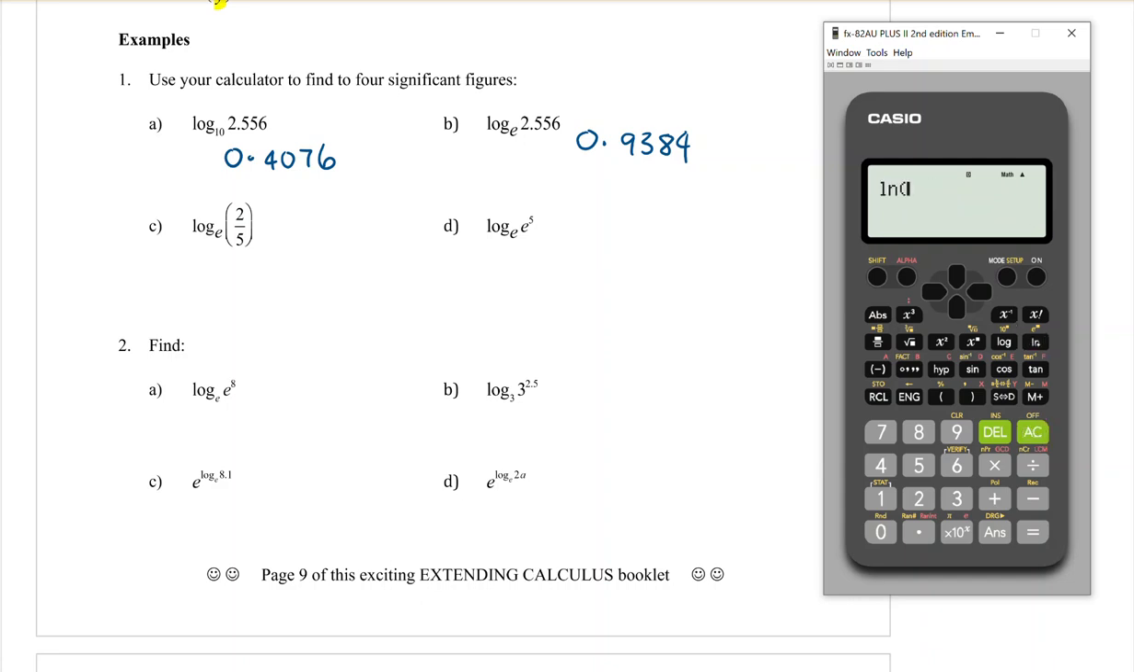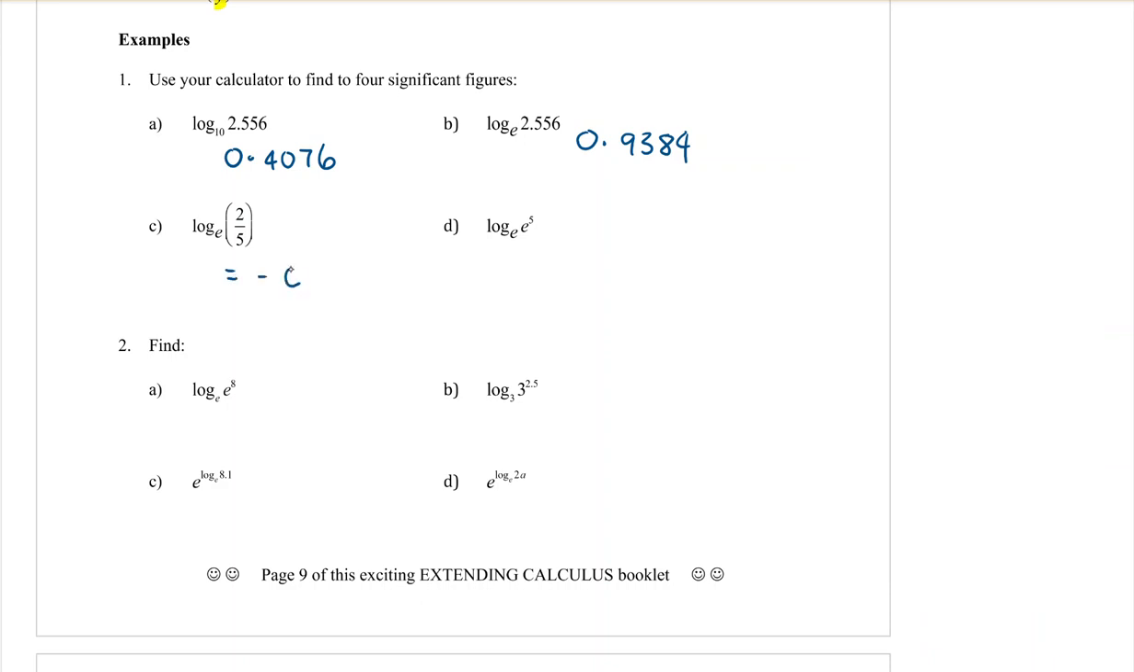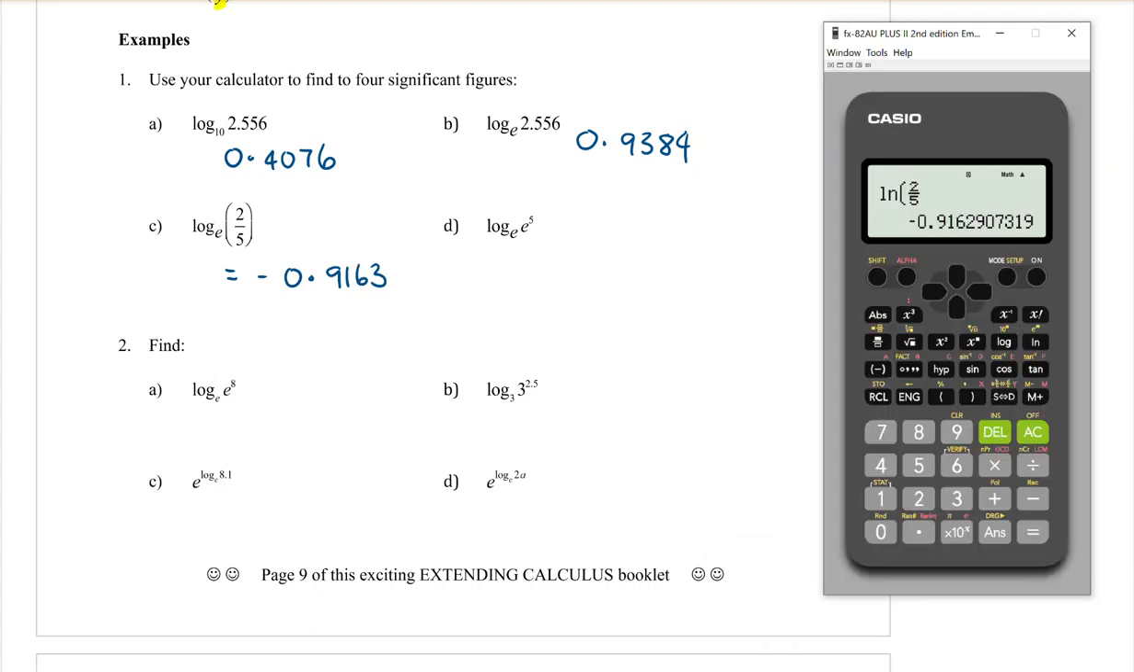All right, C, still just calculator stuff. It's a log base e, so ln, the bracket is already there for you. You just have to press your fraction button. 2/5, press equals. Okay, it is okay to get a negative number. 4 significant figures is minus 0.9163.